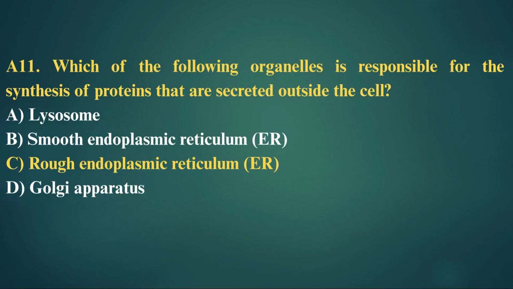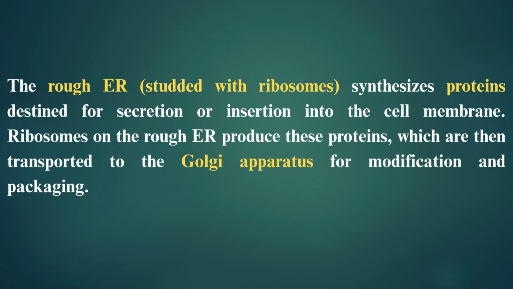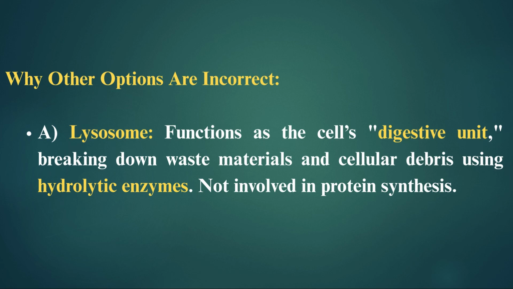Rough endoplasmic reticulum. The rough endoplasmic reticulum synthesizes proteins destined for secretion or insertion into the cell membrane. Ribosomes on the rough endoplasmic reticulum produce these proteins, which are then transported to the Golgi apparatus for modification and packaging. Why other options are incorrect?